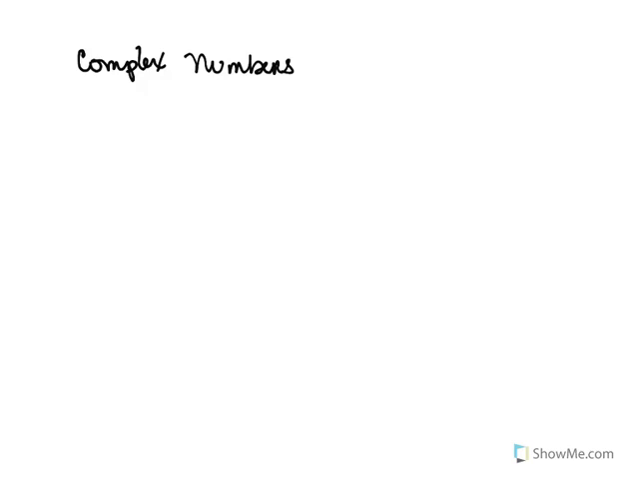Okay, so 10.7 introduces complex numbers. Within complex numbers is basically a number of the form a plus bi. So a is considered a real part, a real number. i is considered imaginary.